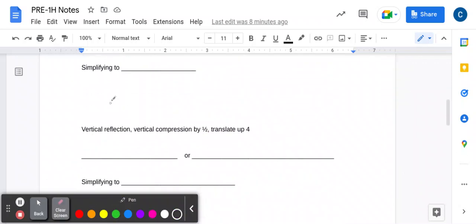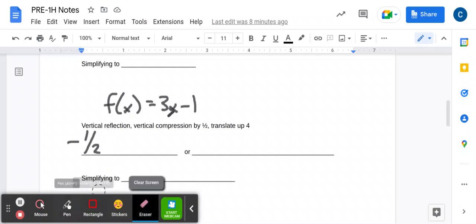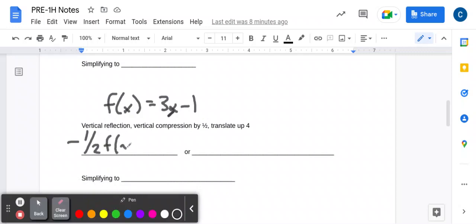All right, so here we have f of x equals 3x minus 1. All right, so vertical reflection, vertical compression by 1/2, and translate up 4, okay? So vertical reflection, all right, so now we're going to have a negative in front of our f of x. We're going to compress it by 1/2, so we're going to have negative 1/2 f of x, and translate up 4, so we add 4.